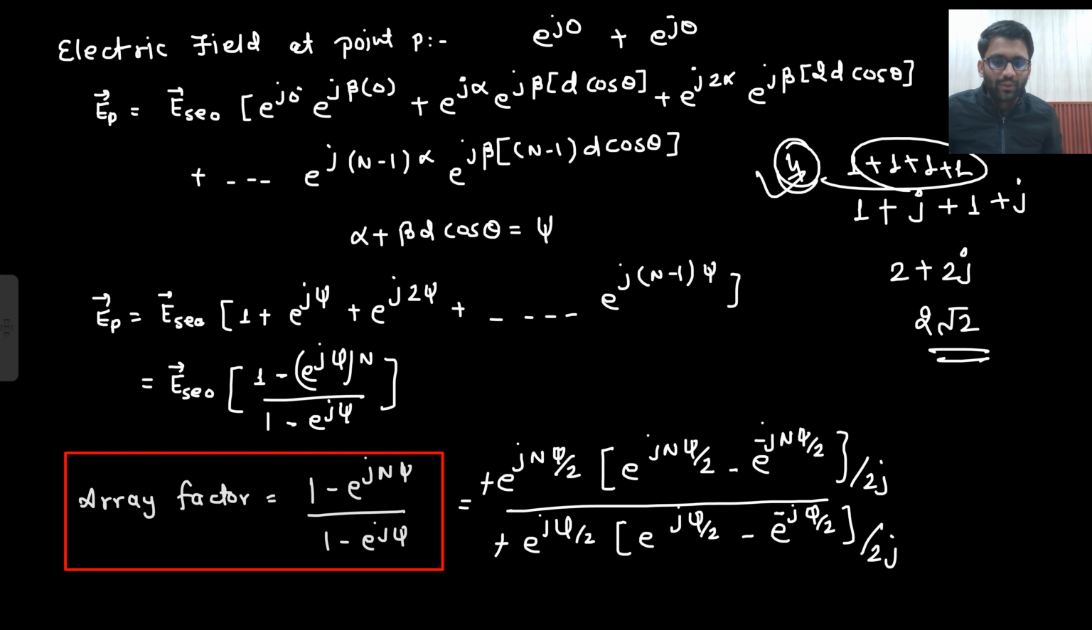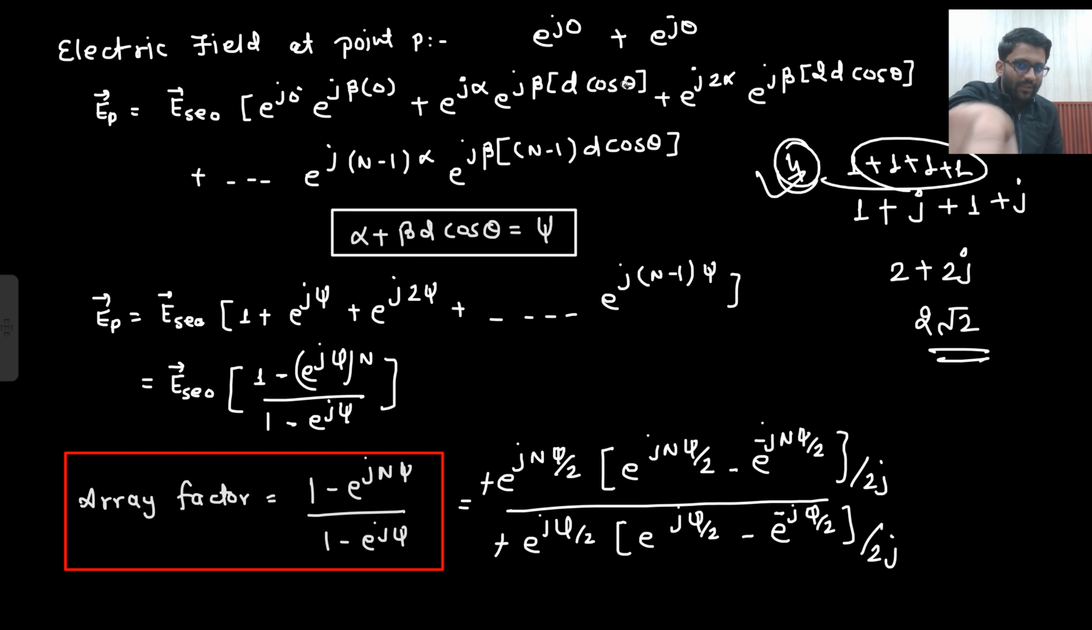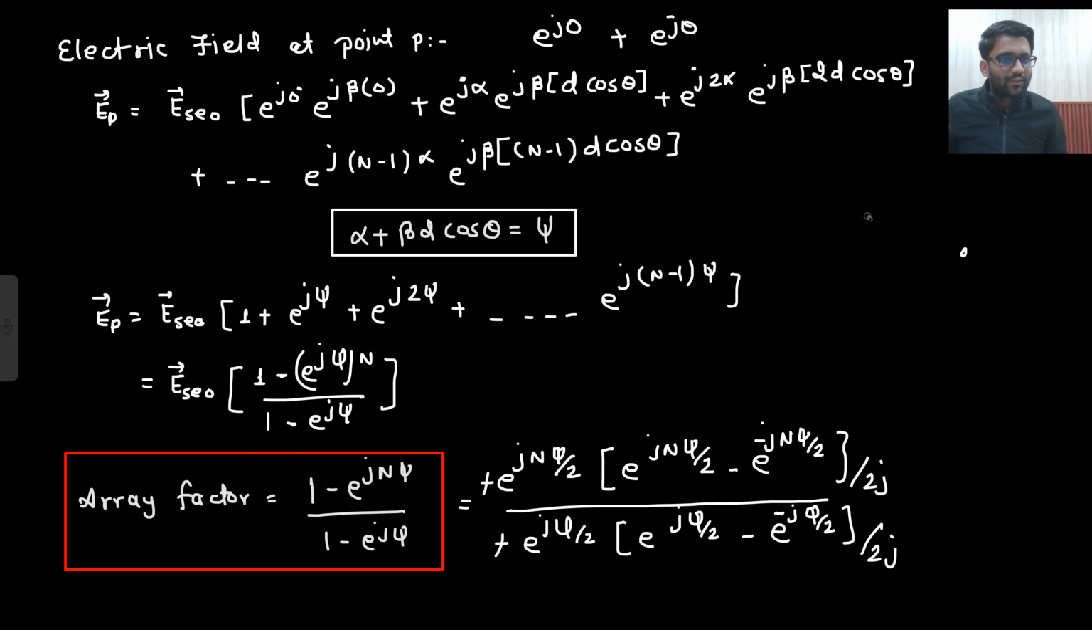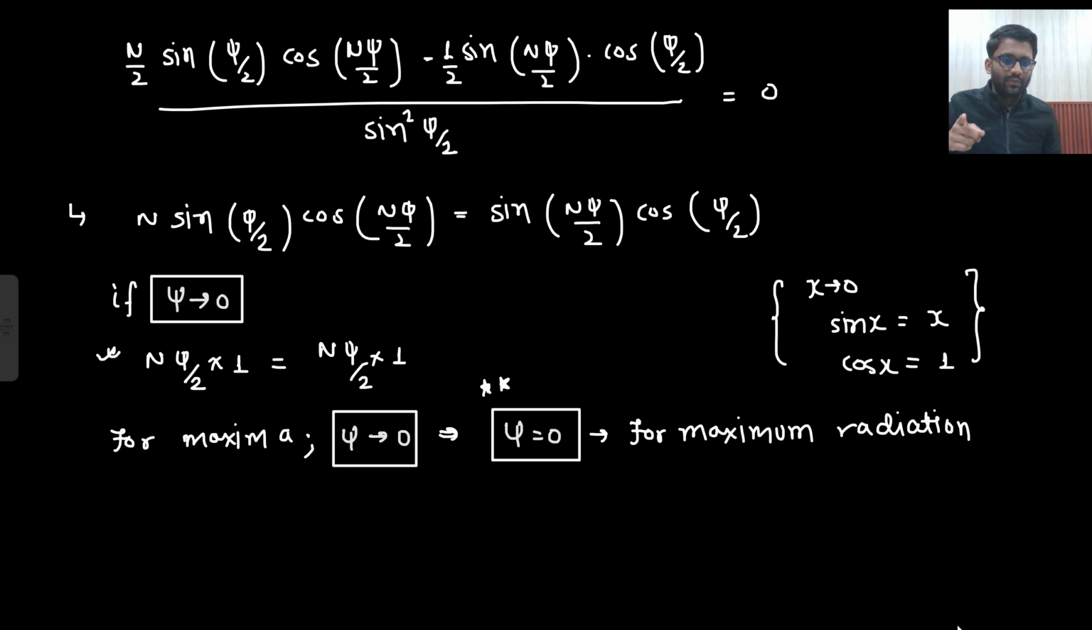Right? This also you need to keep in mind, that alpha plus beta d cos theta is equal to psi. So if all these are 0, alpha plus beta d cos theta 0, 0, 0, 0, then 1 plus 1 plus 1 plus 1, in that manner all will be added. And if all these are added, then our job is done. Right? We will get the maxima. So this is the first thing that we have got to know. For maximum radiation, phi should be equal to 0.